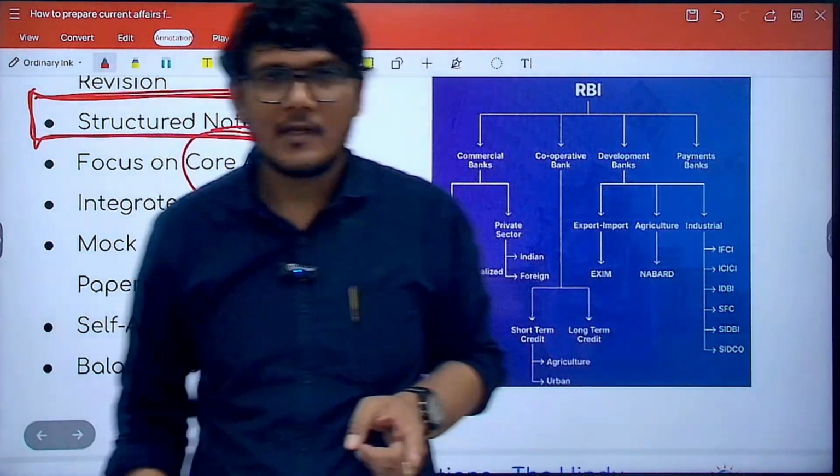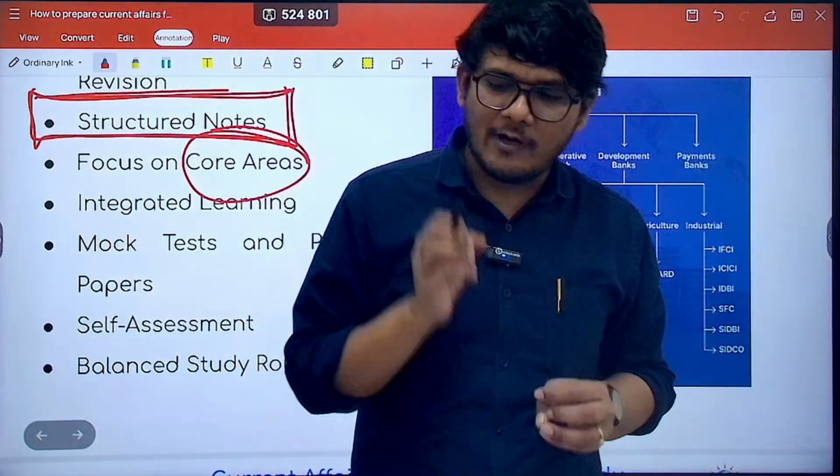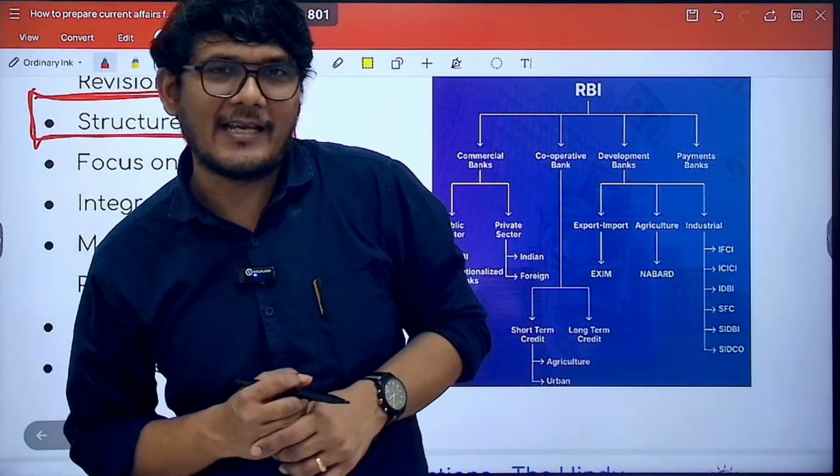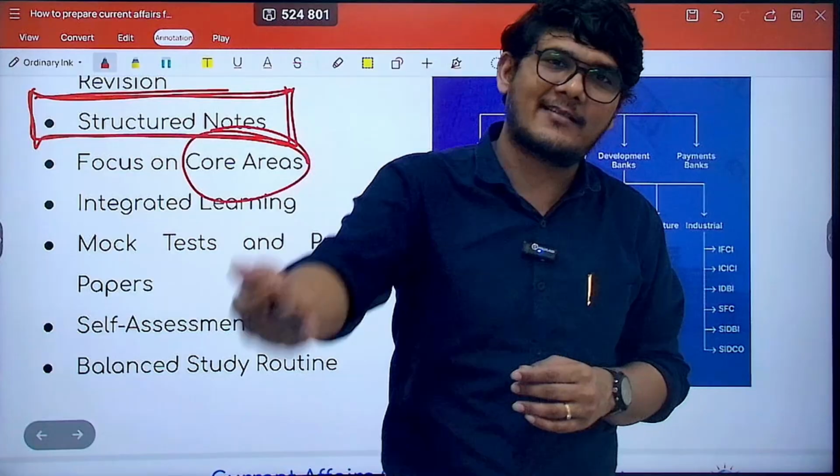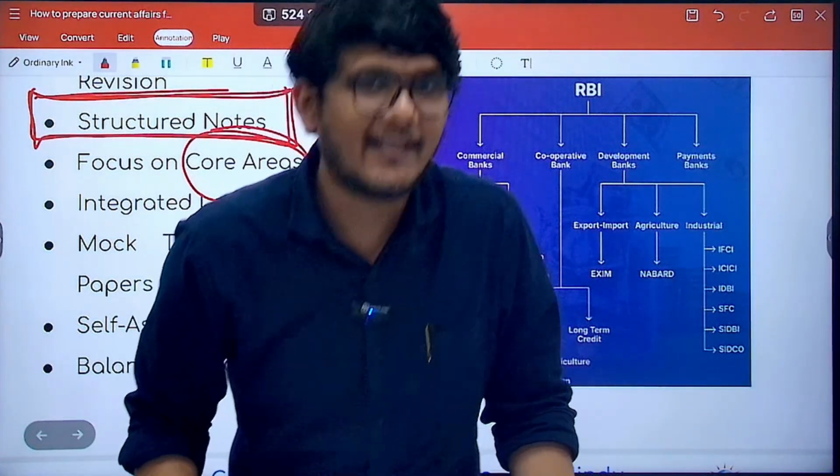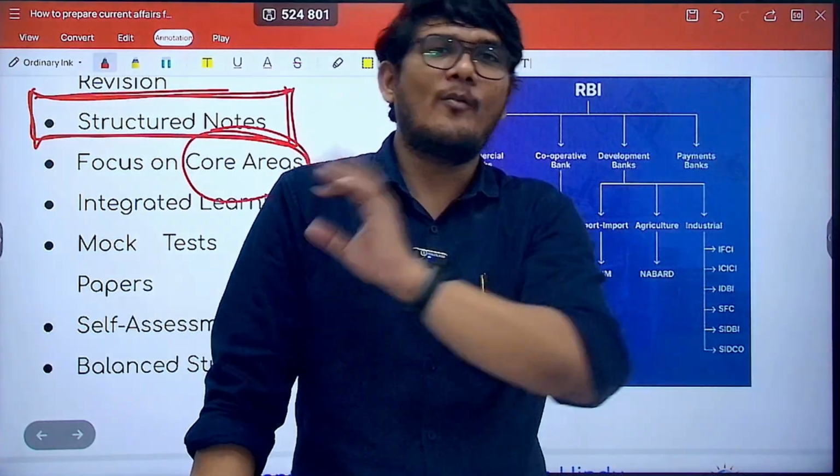Then your focus has to be on the core areas. Now remember, just because I'm saying that your focus has to be on the core areas does not mean that you will leave the other areas out. Absolutely not. No one is saying that. You have to do everything no matter what.